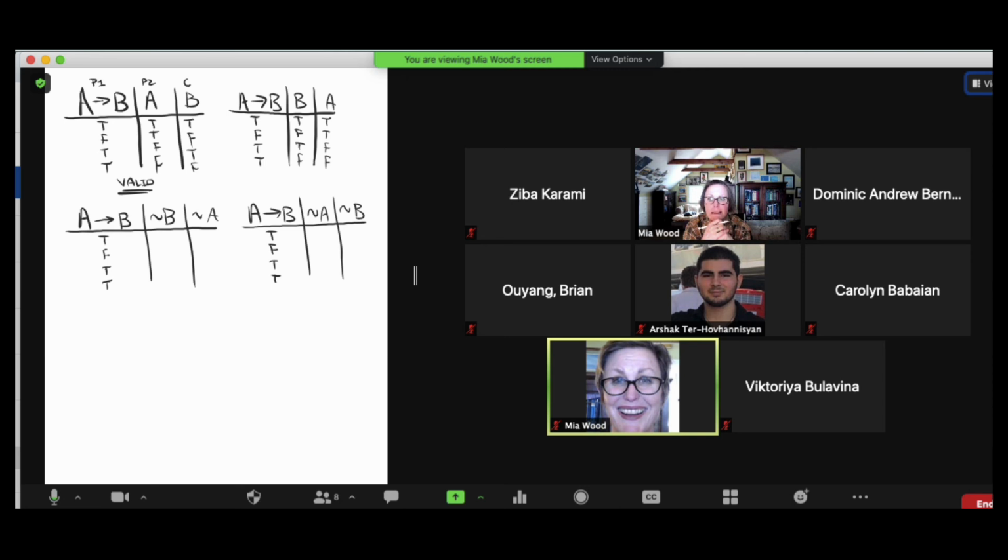But take a look at the second example. Is there a row on which the conclusion is false while the premises are true? And if so, which row? Yes, row 3. Dominic, thank you. Beautiful. Invalid. This is an imposter, right? Notice how similar it is in structure to the modus ponens argument.